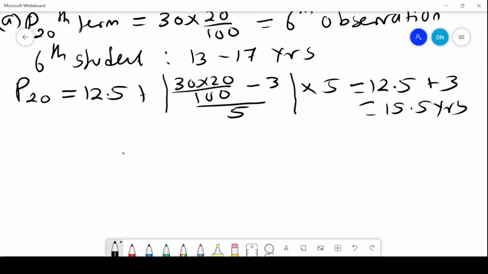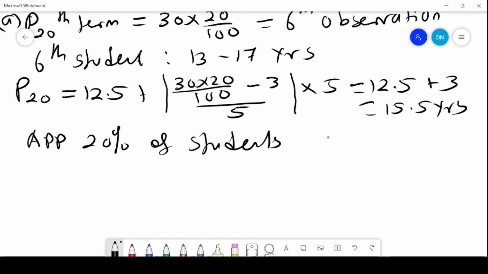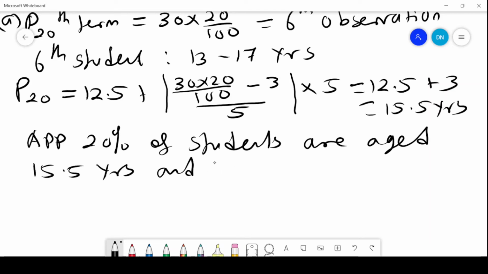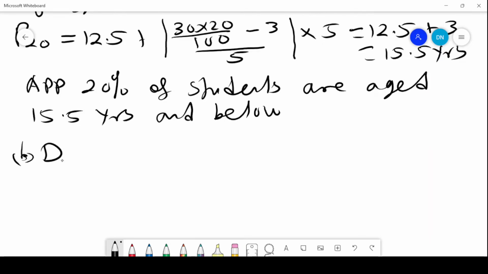We can say that approximately 20% of the students are aged 15.5 years and below, meaning 80% of the students are aged 15.5 years and above.